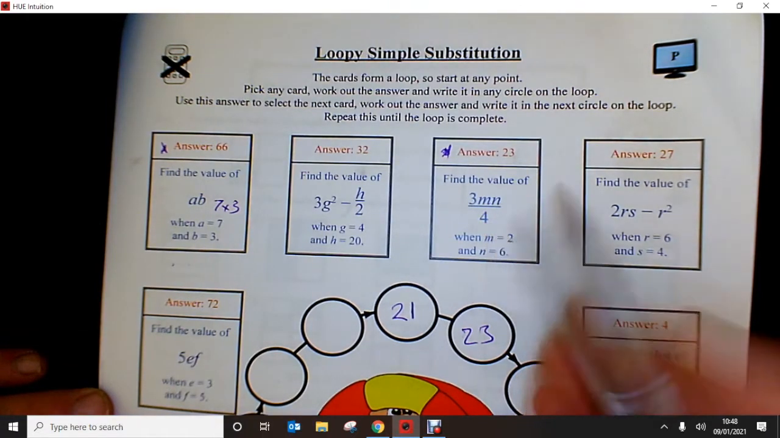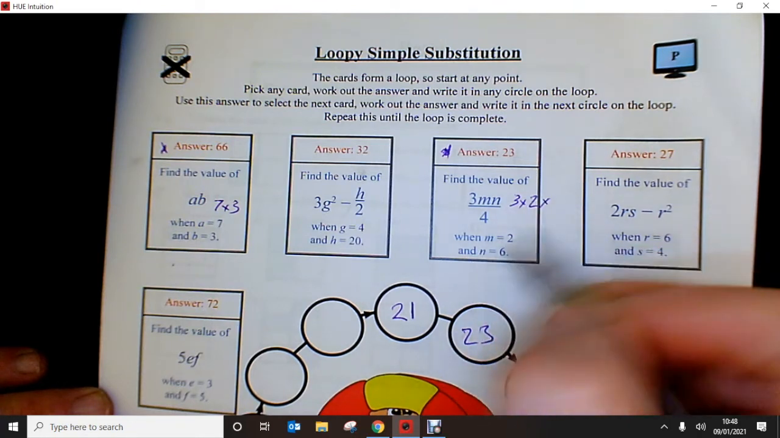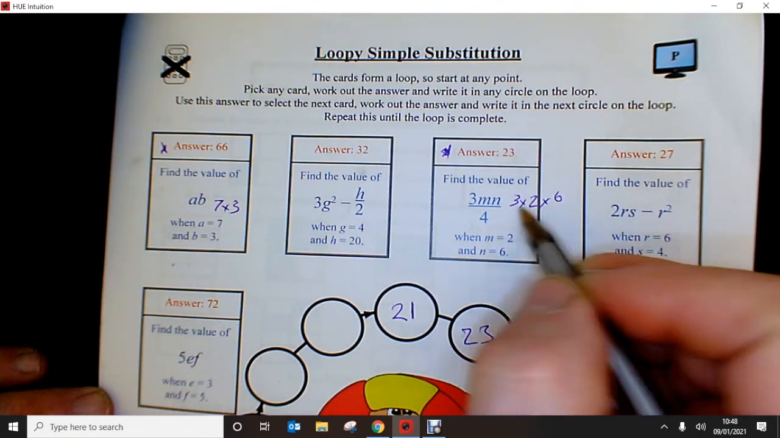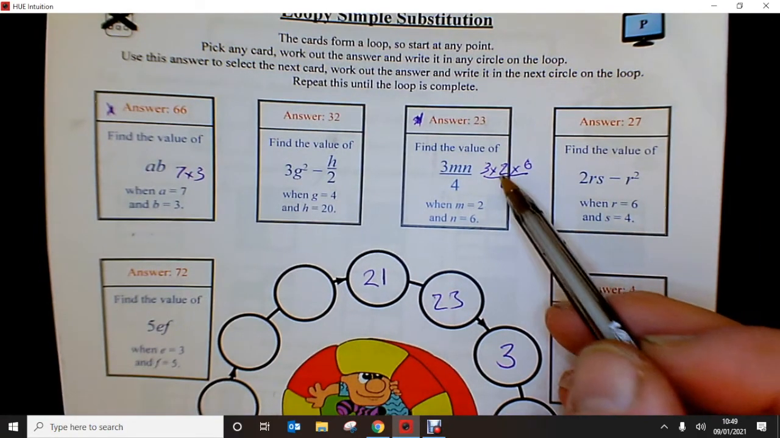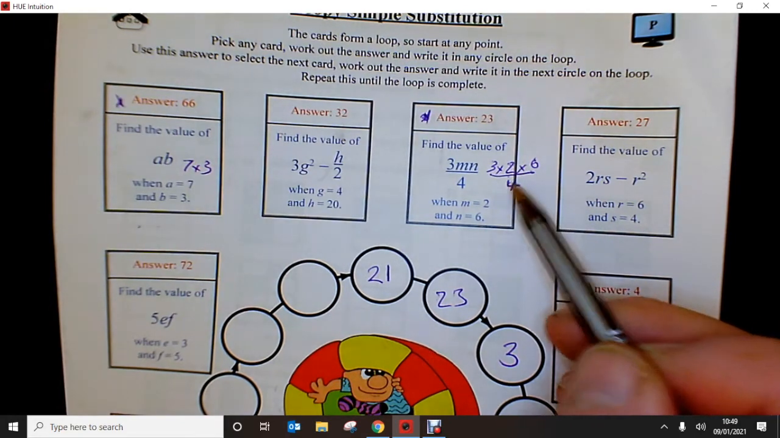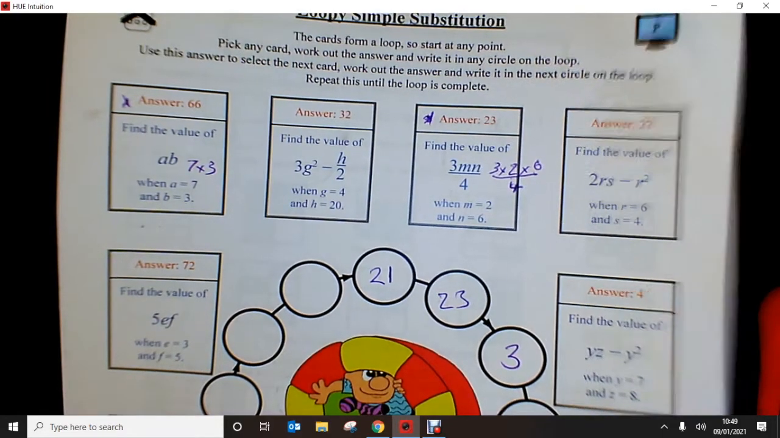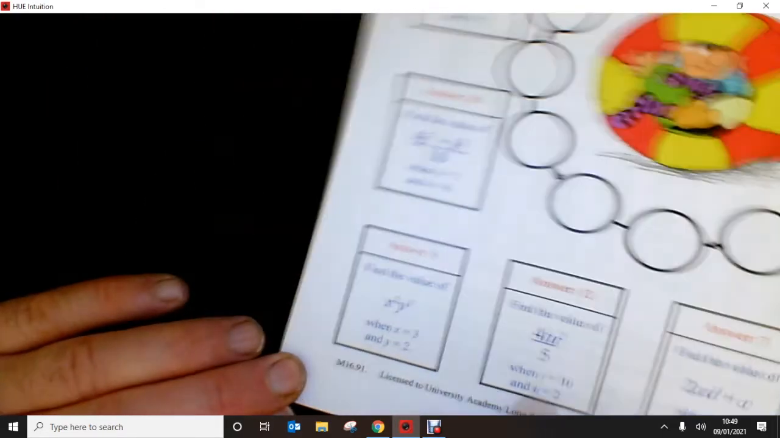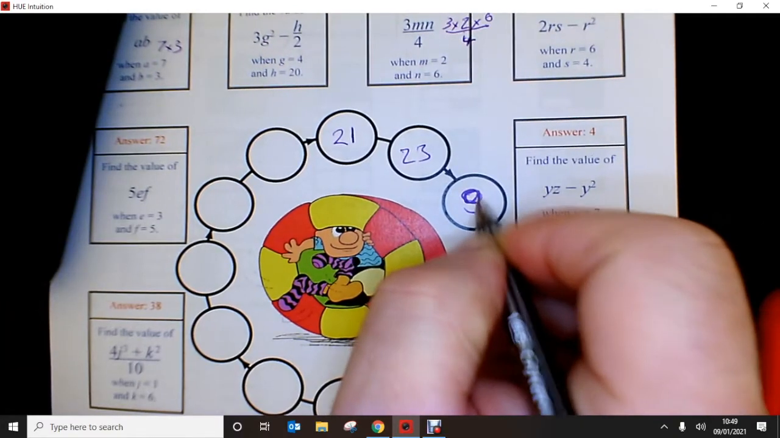3mn divided by 4. So I've got 3 times m, which is 2, times n, which is 6, and I'm going to divide all of that by 4. 3 times 2 is 6. 6 times 6 is 36. Divide by 4. 36 divided by 4 gives me 9. Okay. This one here is going to be 9.